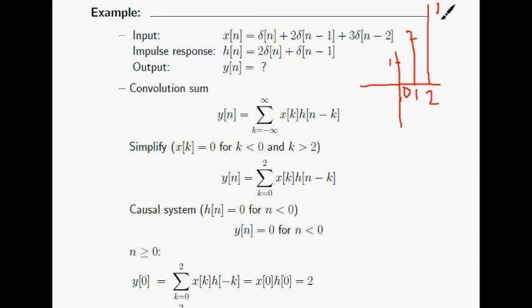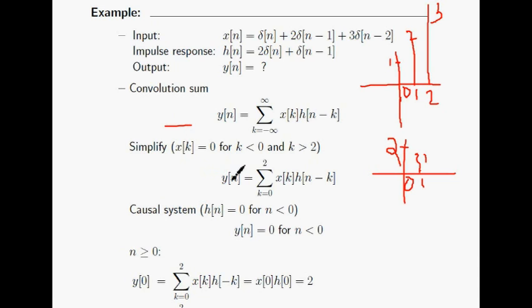and then 3 at 2. Okay, and for the impulse response it will be 2 at 0 and 1 at 1. Okay, so you can see that this is the graphical representation of x[n] and h[n]. So let's find the convolution sum of these two signals.